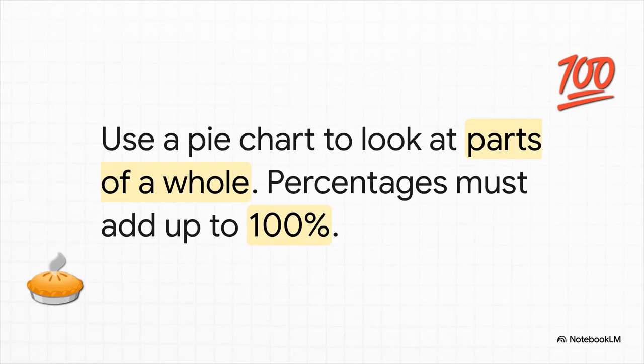But what if you're not just comparing totals? What if you want to show how all the parts make up a whole? Like what percentage of the vote did each candidate get? Well, that's when you pull out a pie chart. It's specifically designed to show how a total is sliced up.